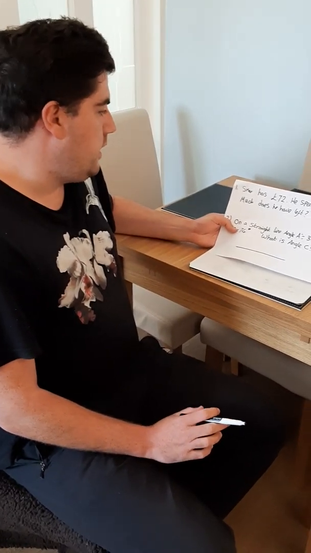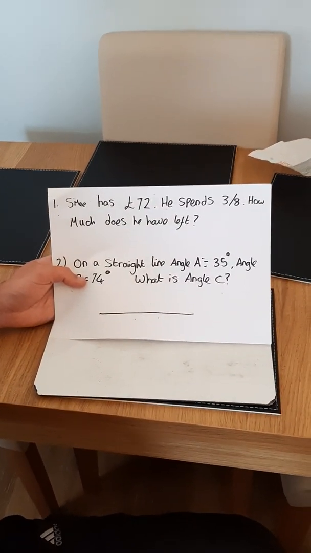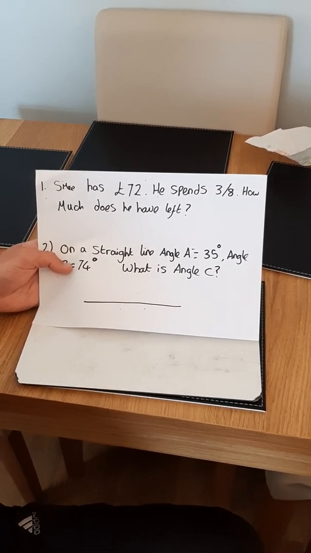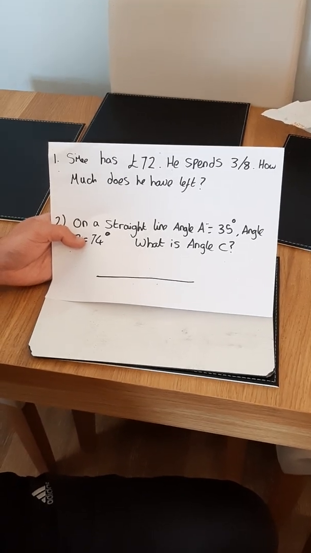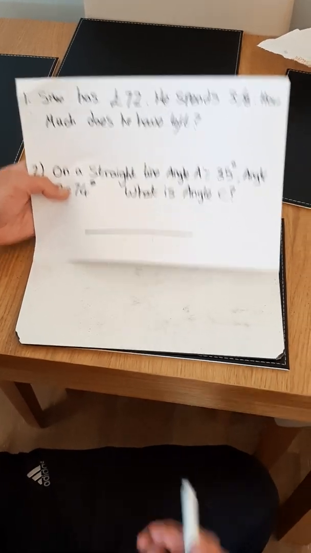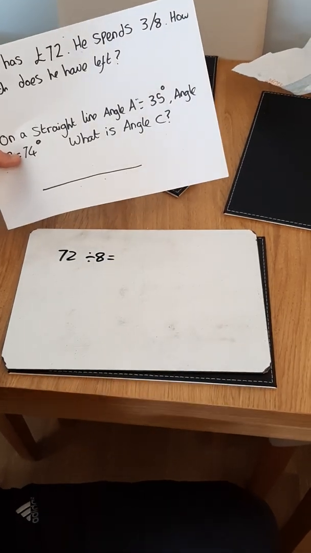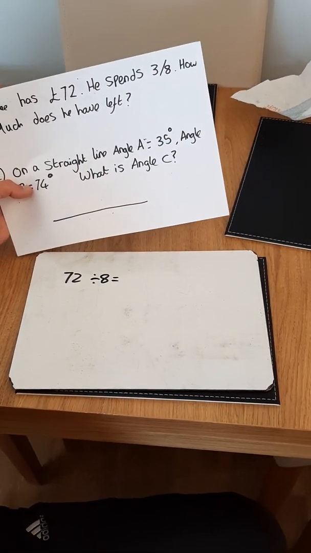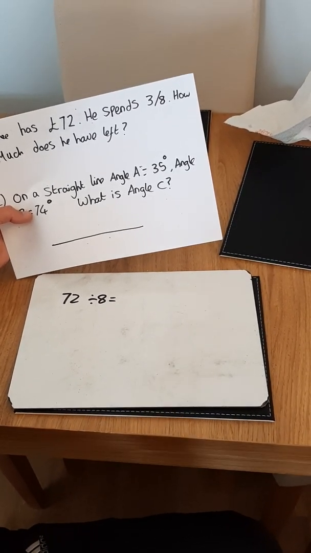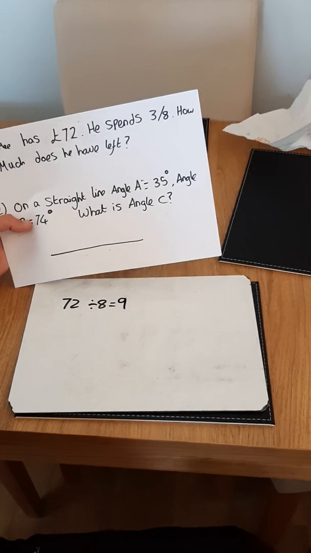Right, okay, so looking at question 1. Smee has £72. He spends 3/8 of it. How much does he have left? So the first thing we need to do is 72 divided by 8. Because we divide by the denominator and then multiply by the numerator. Now, if we know our times tables, and we can do the inverse, 8 times what equals 72? Well, we know that 8 times 9 equals 72. So 72 divided by 8 equals 9.